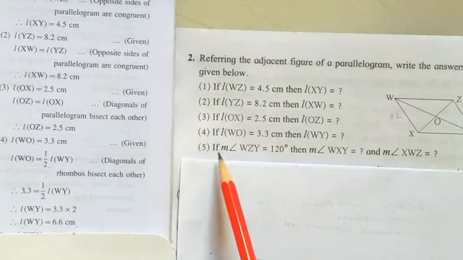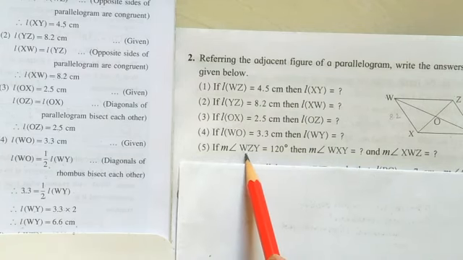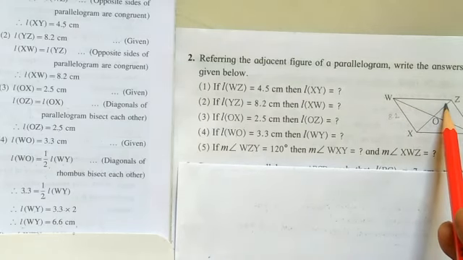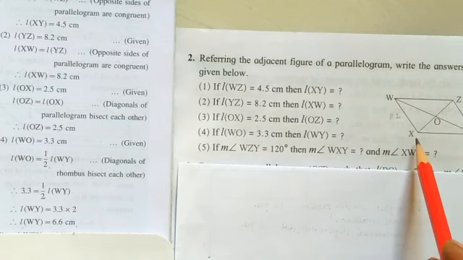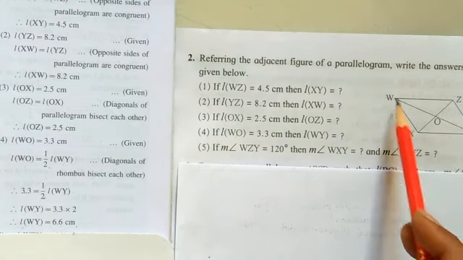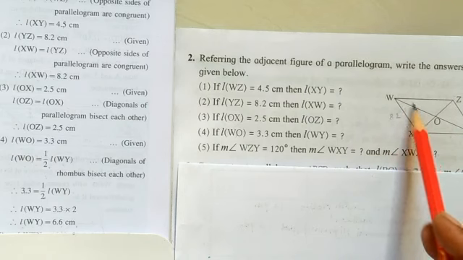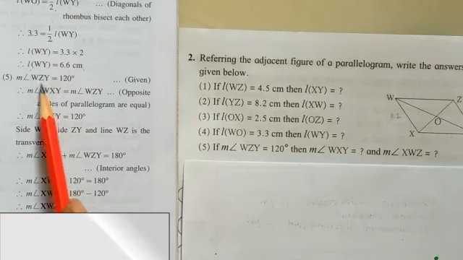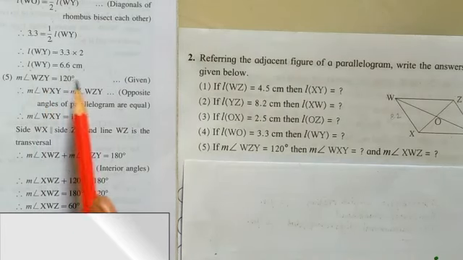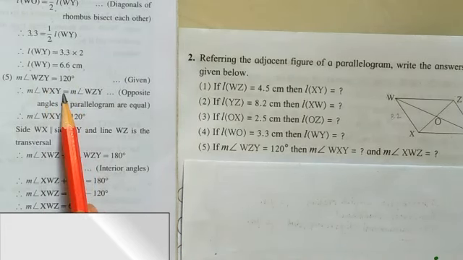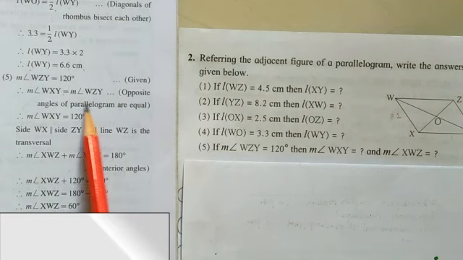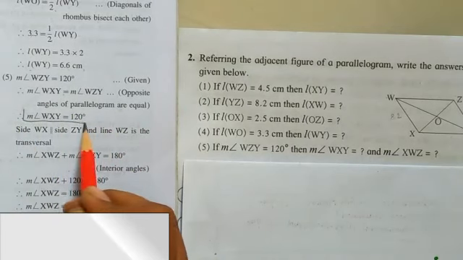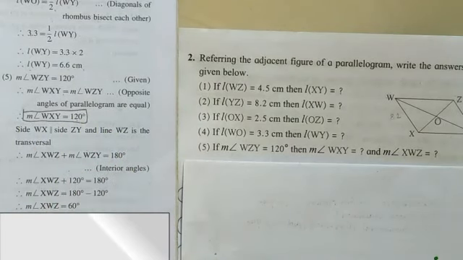Let's go towards the fifth question, where the measurement of angle WZY is 120 degree. Then what is the measurement of WXY and XWZ? These two measurements we have to write. Let's see this fifth point. If WZY is 120, then WXY is also 120 because opposite angles of a parallelogram are equal. Therefore, the measurement of angle WXY is equal to 120 degree.